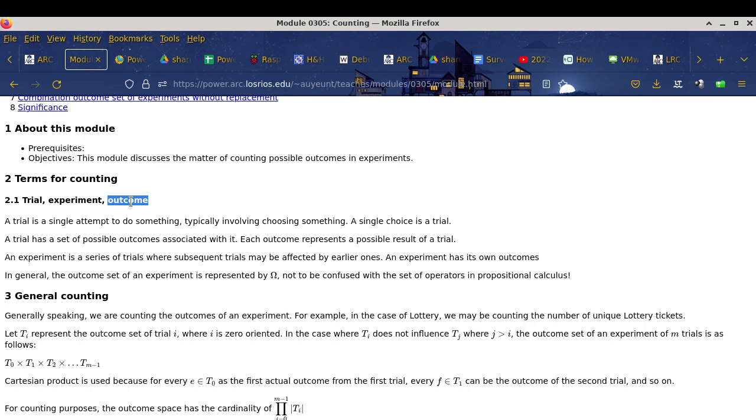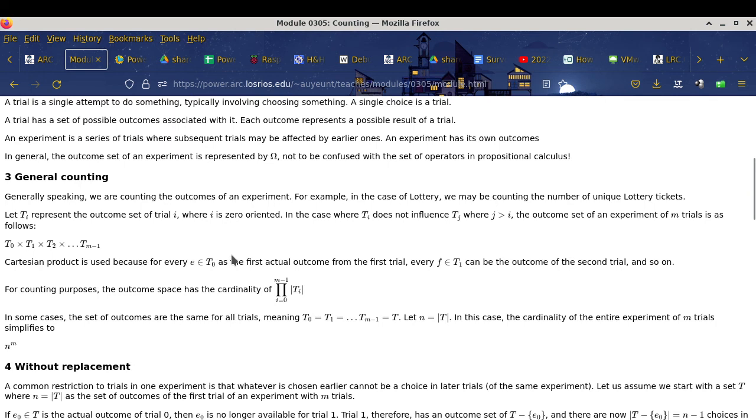So we don't have any questions about those? Okay, all right, so we're going to talk about general counting. Okay, so we are just counting. Just like what we did on Monday, we were counting the total number of possible tickets for the Powerball Lotto. So we're just doing counting in this case.